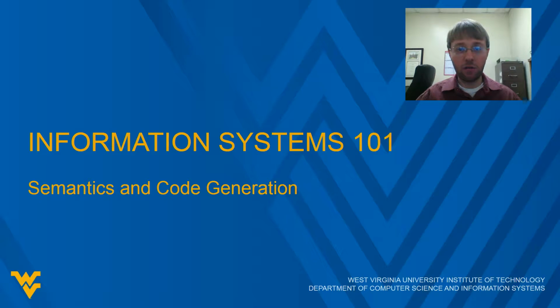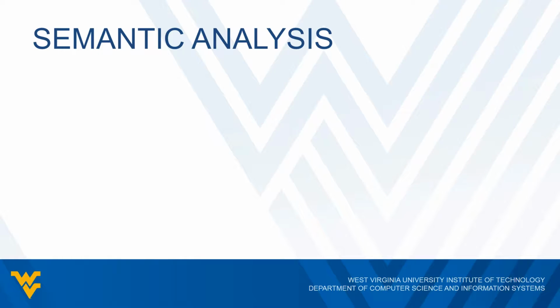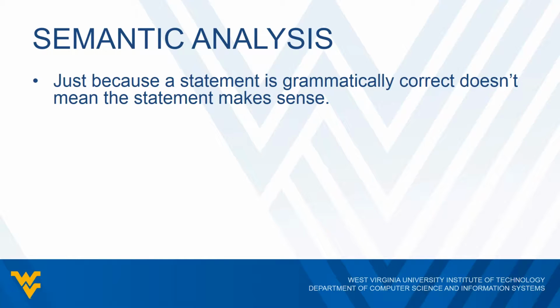In this lecture, we'll go over the semantics and code generation phases of the compiler. As we alluded to in the last lecture, just because we have a statement that's grammatically correct doesn't mean it's going to make any sense. Let me give you an example of a grammar where we would have this case.